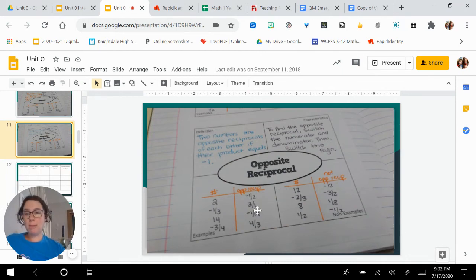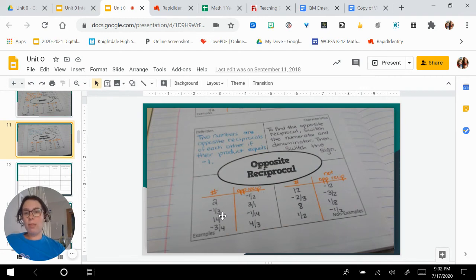So let's look at some examples here. So 2, remember there's an invisible denominator of 1. So if you flip 2 on top of itself, you get 1/2. But since it's a positive 2, I need the opposite sign as well, because the 1/2 is reciprocal, so the opposite would make it a -1/2.